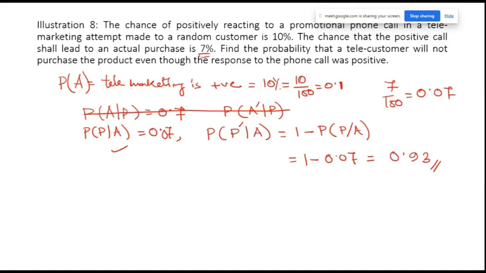So this is a simple problem. Even if you start a positive discussion, it may not be a purchase. That is 0.93, because the chance of purchase is only 7%. So the chance that I will not purchase, even if the discussion is positive, is 0.93.